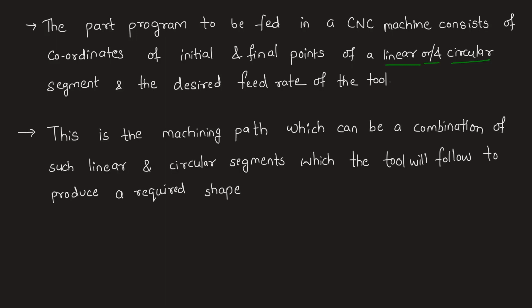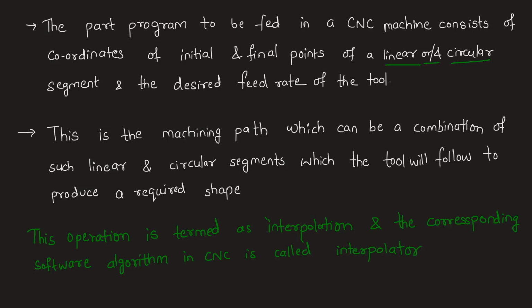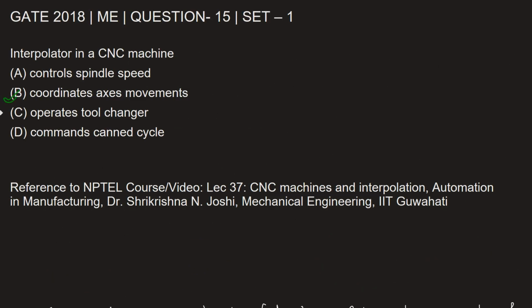And this complete operation is termed as interpolation. And the corresponding software algorithm which gives the flow of this complete process in CNC is called interpolator. This means that interpolator coordinates the axis movements in a CNC machine. It does not control the spindle speed, nor does it command the canned cycle, but it actually coordinates the movements of the axis. Let's go back and mark the correct option. Answer is option B. Interpolator in CNC machine coordinates axis movements.